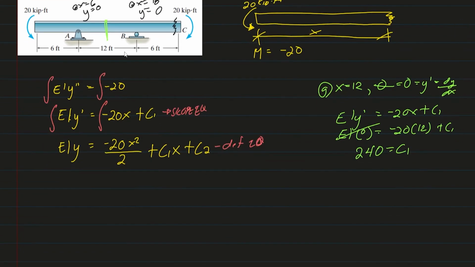So, let us use the first condition na at x is equal to 6, y is equal to 0. Okay. So, kapag ito equation natin, substitute lang natin yung mga to. So, our y here is 0. So, EI times y which is 0. Pinalit ko na. Negative 20. Ano yung x? 6, diba? 6 squared over 2 plus, ano yung C1 ulit natin? Ayun, 240. 240 tapos, yung x natin is 6. 6 plus C2. Okay. Now, ito, simplify na natin.